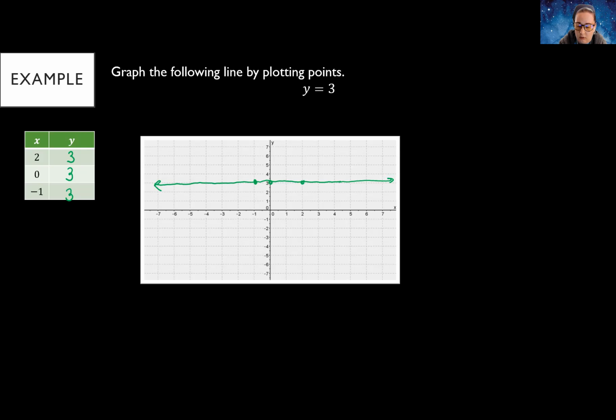If you see a y equals equation, there's no x involved. There's only one variable, and that's the key. If there's only one variable, either x or y, it's going to be either horizontal or vertical. The only time it's slanted is if it has both letters in it. For y, y is 3 everywhere on that line, so that gives us a horizontal line.